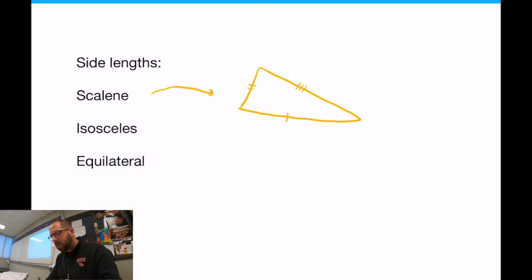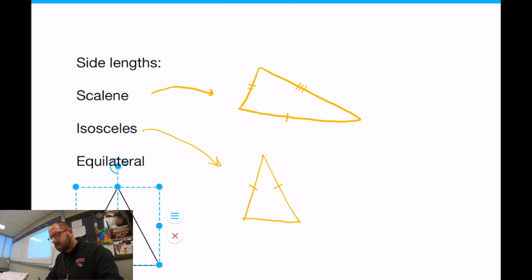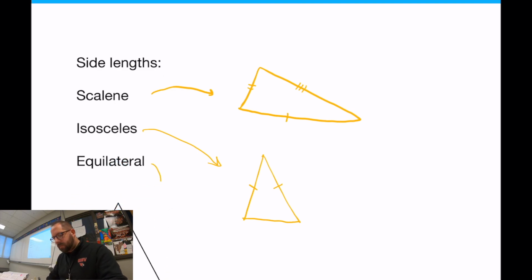Isosceles, we talked about that one just a little bit ago, where I had a picture where there was some triangle and then two walls are marked the same. That's isosceles. Two walls are marked the same, and then the last one is equilateral, and that was like this one, where all three walls are marked. Okay, you're going to see those a lot.